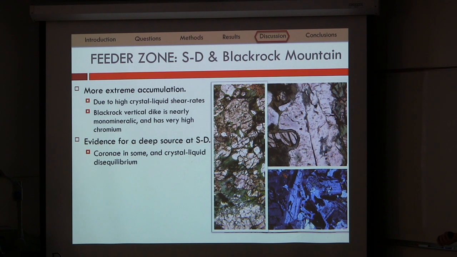So there's evidence for a deep source, at least at SD, where we have those coronas that are formed between olivine and plagioclase, which suggests that we had solid rock in a deep crust, or a mid-crustal chamber at least, that was then moved. And we propose these were moved as xenoliths.